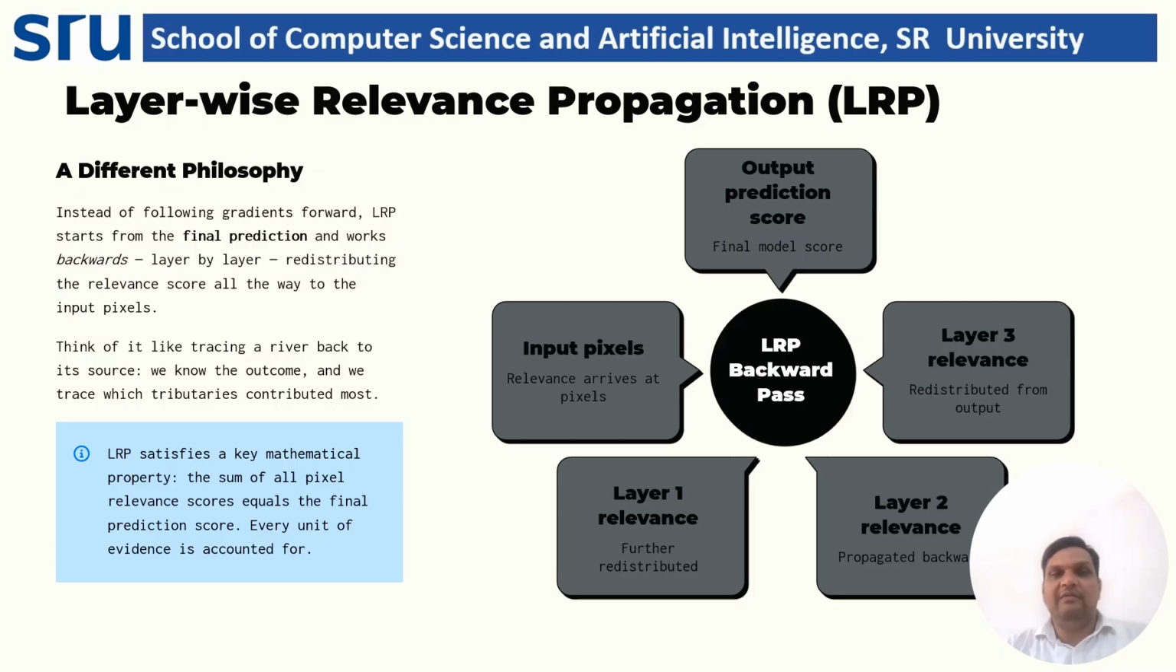Layer-wise relevance propagation. It is called LRP. LRP takes a different approach. It starts from the output and works backward, distributing relevance to each pixel. Every part of the decision is accounted for.